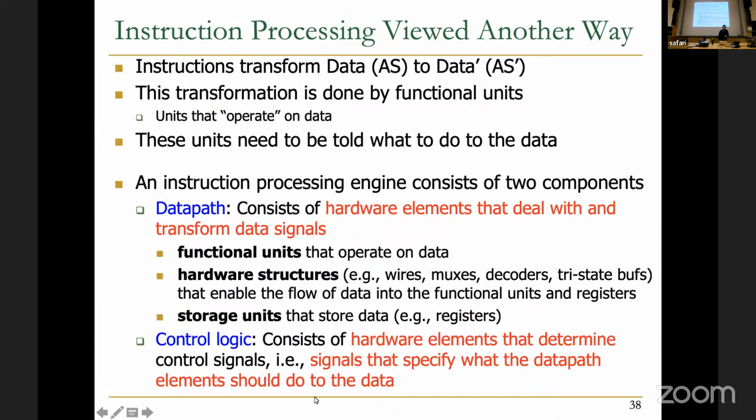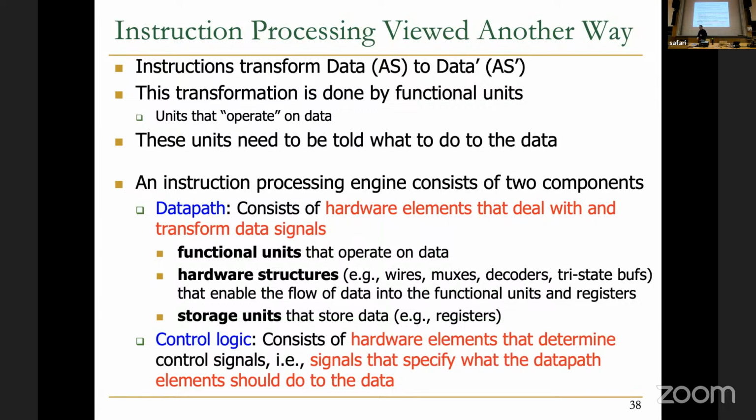So control logic consists of hardware elements that determine control signals, and these signals specify what the data path elements should do to the data, right? They basically dictate the flow of data in the machine, right? And control logic is necessary to ensure that the flow of data is correct according to the specification of the ISA. So always remember that there's data path and control logic, and you can design these separately.